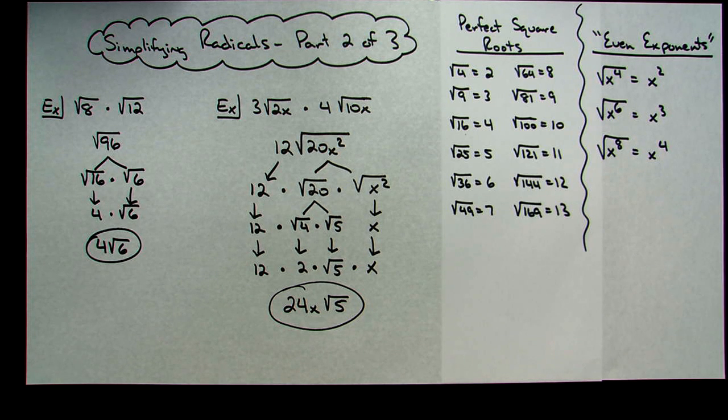All right, so just 2 quick little examples showing how you can multiply radicals and then go into the simplifying of them.